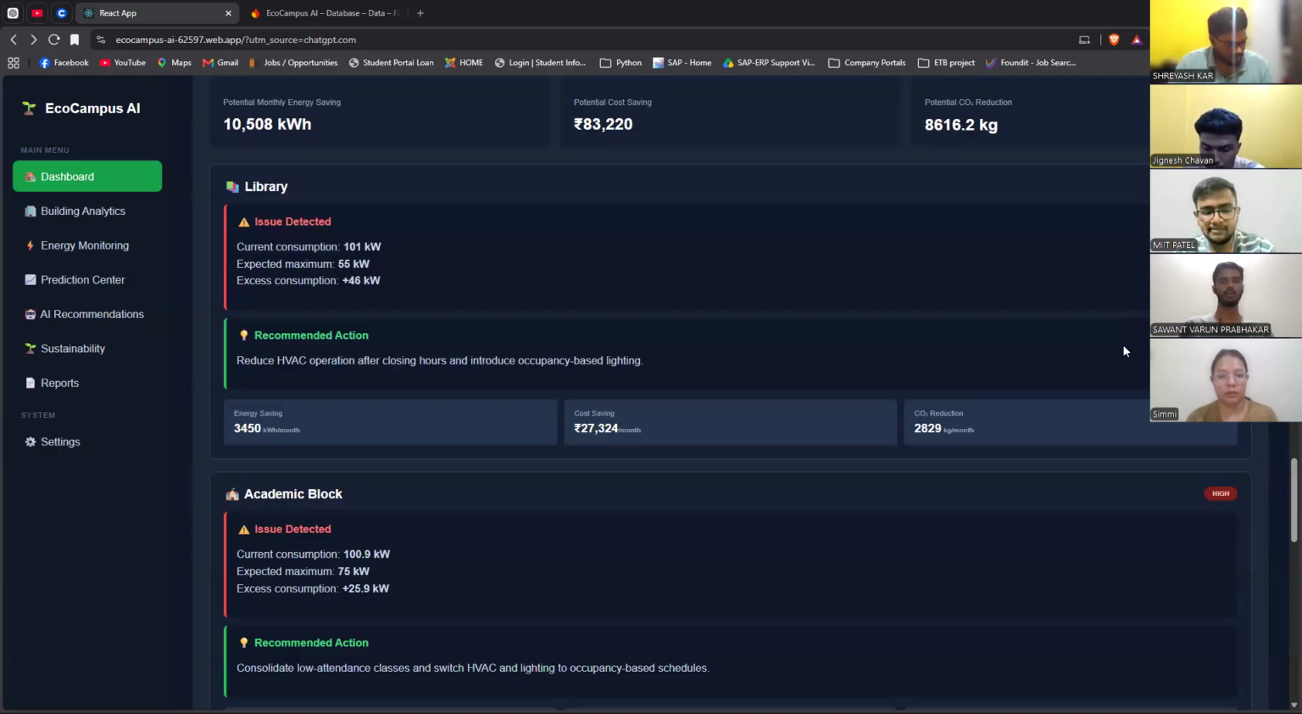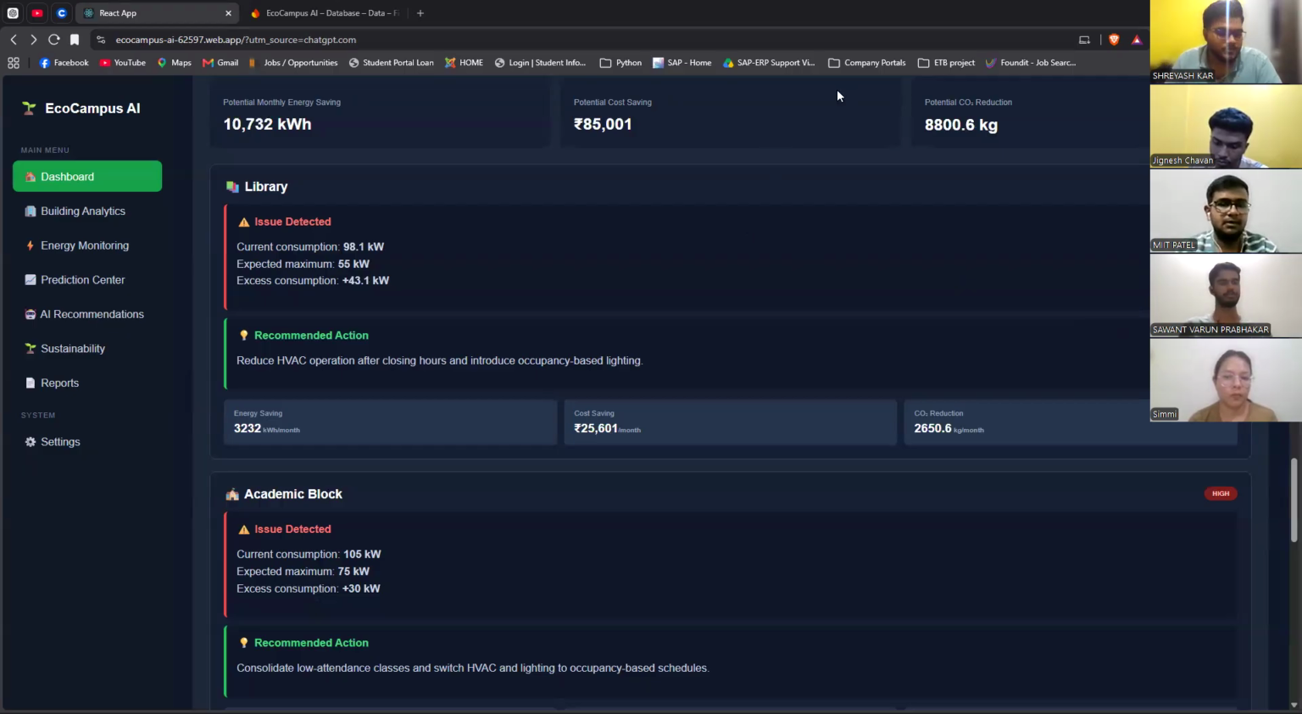For the academic block, the system recommends consolidating low attendance classes and moving HVAC and lighting towards occupancy-based schedules. For the hostel, it recommends optimizing common area lighting and monitoring HVAC usage during low occupancy periods. And for the laboratory, it recommends reviewing high load equipment and optimizing HVAC operation during non-operational periods. Therefore, this module converts analytics into an action plan. I would like to call Shreyas to continue.